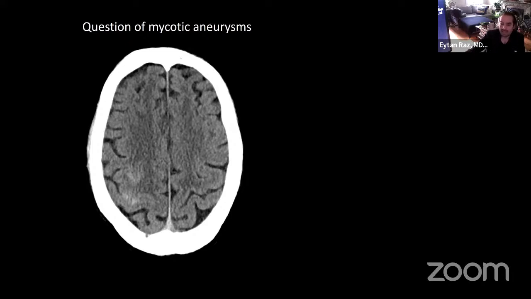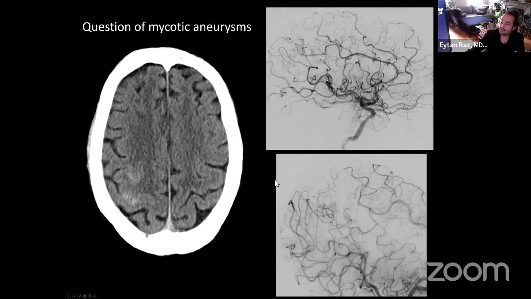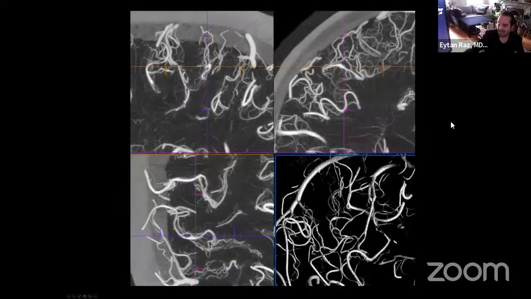Now, another example, a question of mycotic aneurysm in a patient with endocarditis, a tiny amount of subarachnoid hemorrhage. In our lab, this patient goes to angiography, and I challenge anybody to tell me that there is an aneurysm on these images, okay? And you get a Dyna CT, and now in the Dyna CT you look at it in detail, and it becomes obvious that there is an aneurysm, right? It's a little fusiform mycotic aneurysm, and you can look at it from different perspectives.